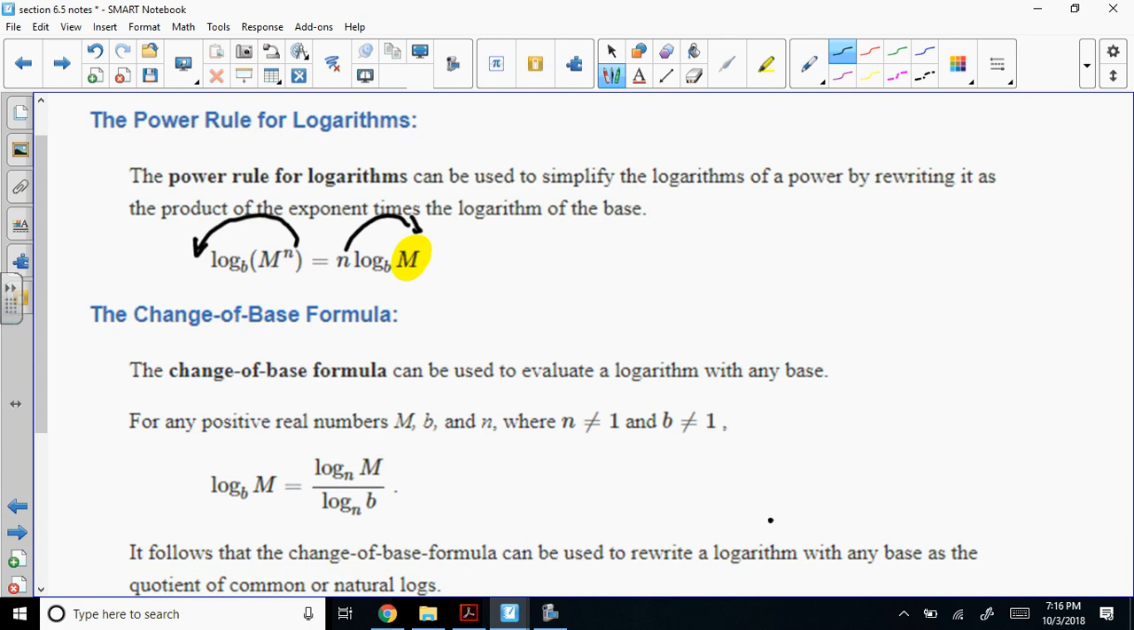Change of base. We've done that, right? We said 10 is the common base, right? I'm not sure why they put that, but anyway, it's the log of the number over the log of the base, right? So the base always goes in the bottom. That portion, the log of that, always goes in the bottom. All right. Any questions?